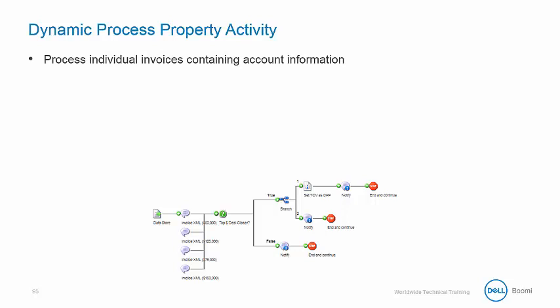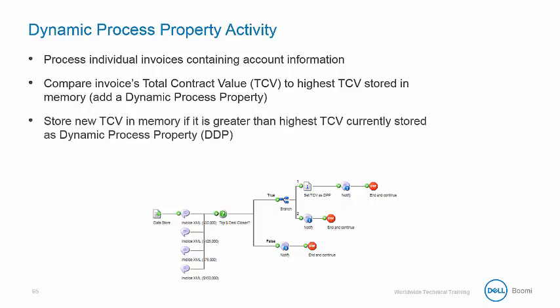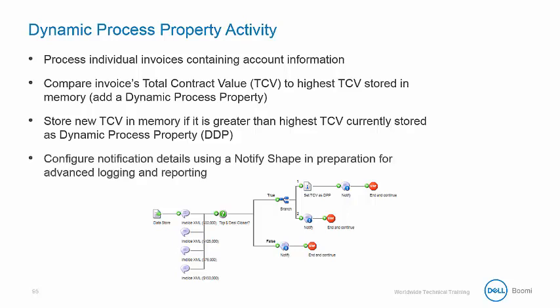What we're going to do is take a process which will take individual invoices containing account information and then compare the invoice's total contract value to the highest TCV that's stored in memory. And to get that, we're going to add a dynamic process property. We'll store the new TCV in memory if it's greater than the highest TCV that's currently stored as a dynamic process property. We'll also configure notification details using a notify shape in preparation for advanced logging and reporting.